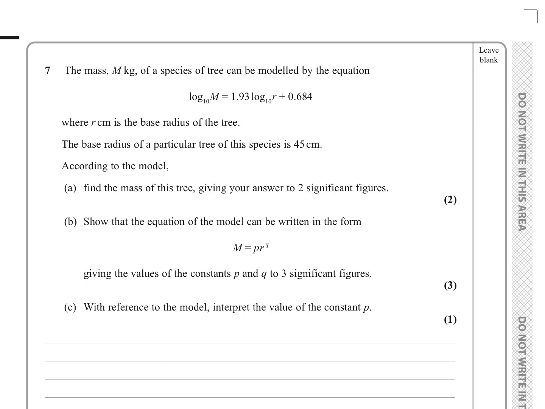Okay, the mass of a species can be modelled by this equation where r is the base of the radius. According to the model, find the mass of the tree, give your answer to 2 significant figures. Okay, so I'm just going to substitute in 45 as r. So for part A, I'm going to get log 10 to the m equals 1.93 log 10 to the 45 plus 0.684.